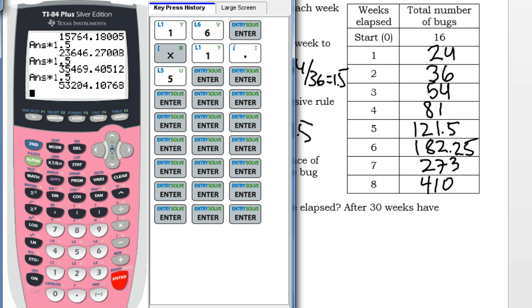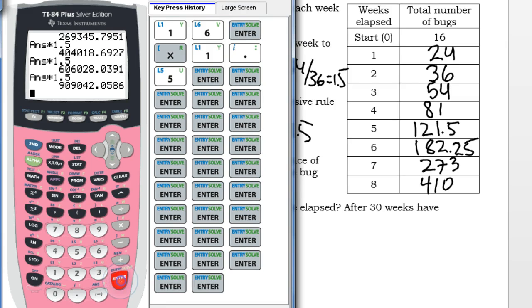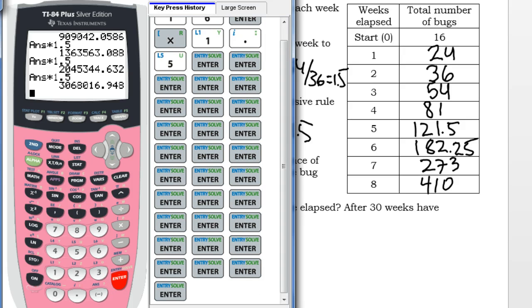And I can keep going up to 30 now. 21, 22, 23, 24, 25, 26, 27, 28, 29, 30. After 30 weeks, I have over 3 million bugs.